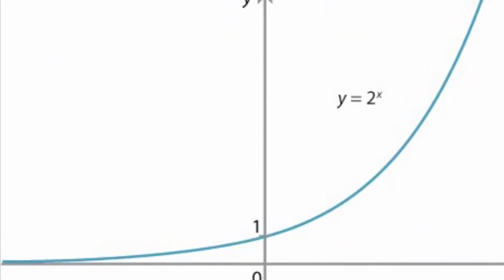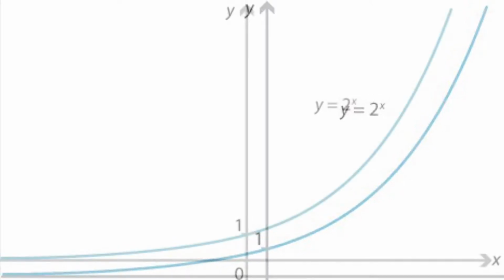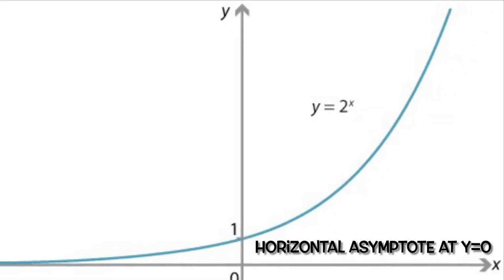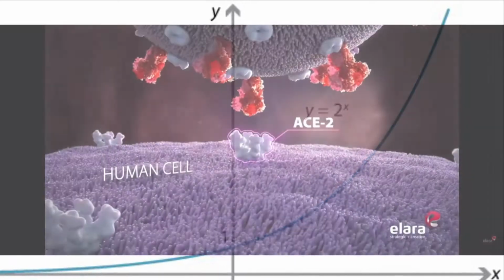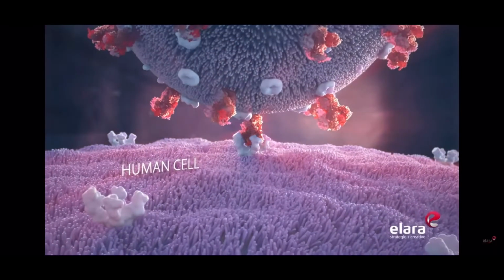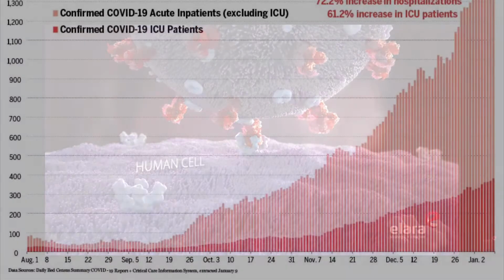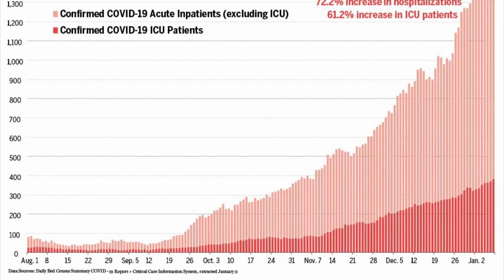The base exponential function is 2 to the power of x, and has a horizontal asymptote of y equals 0, which means if we want the model to eventually eliminate COVID, this function can never reach 0. Here is an exponential growth graph of COVID-19.